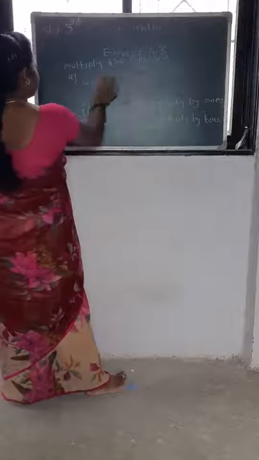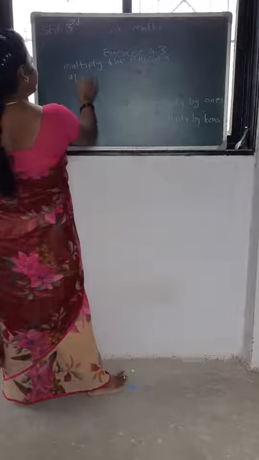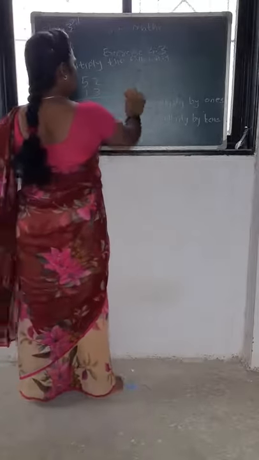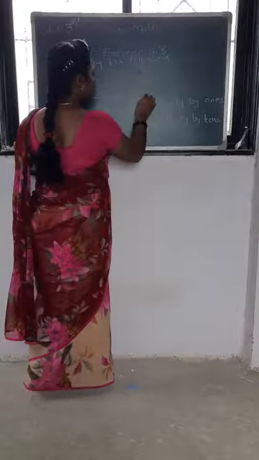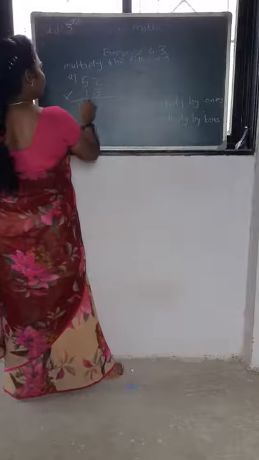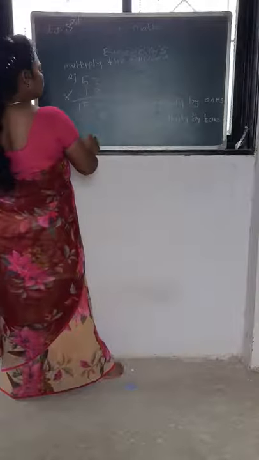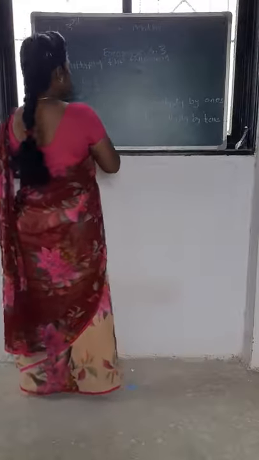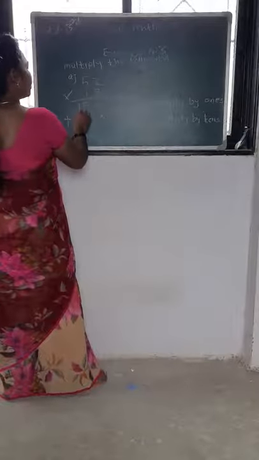Then next, the second example is 52 multiplied by 13. Firstly multiplying by 3, that is 52 multiplied by 3. Then 3 twos are 6, 3 fives are 15. Next, multiplying by 10, that is 52 multiplied by 1. There is no number in ones column. 1 two is 2, 1 five is 5.